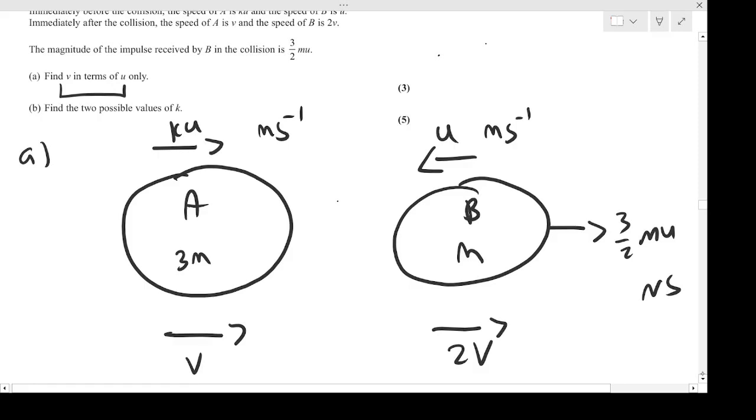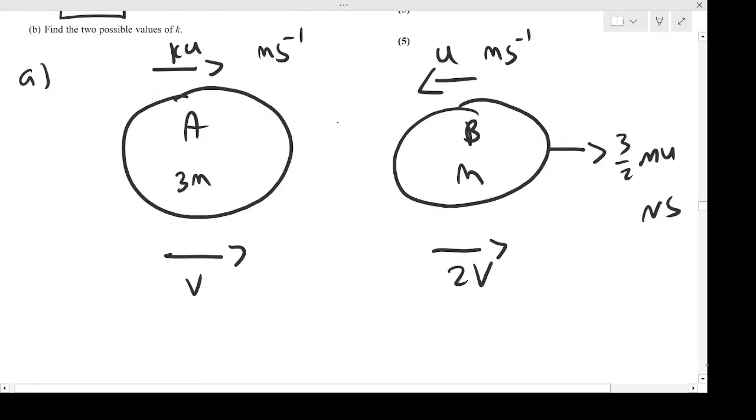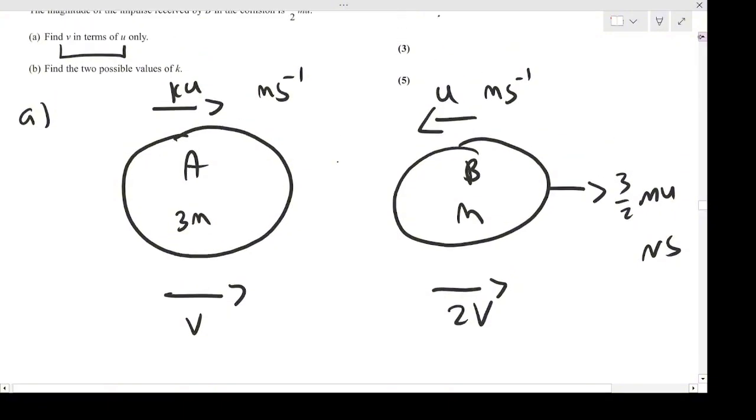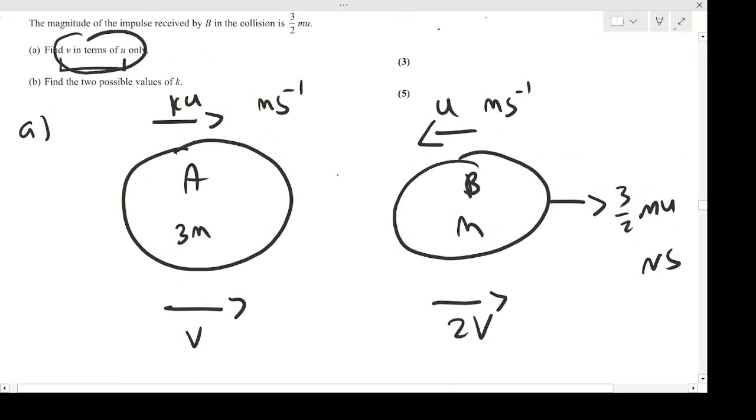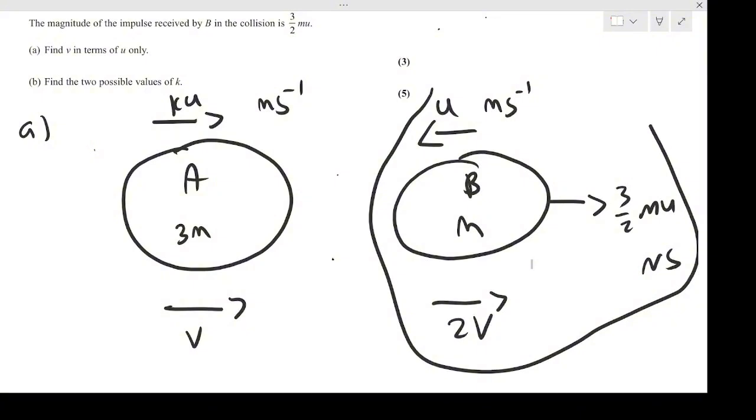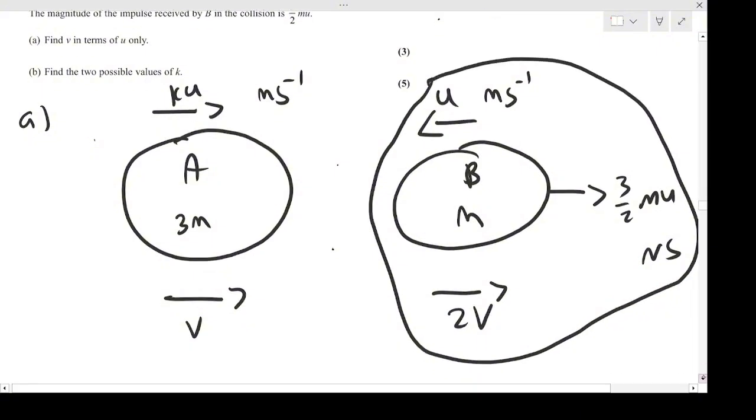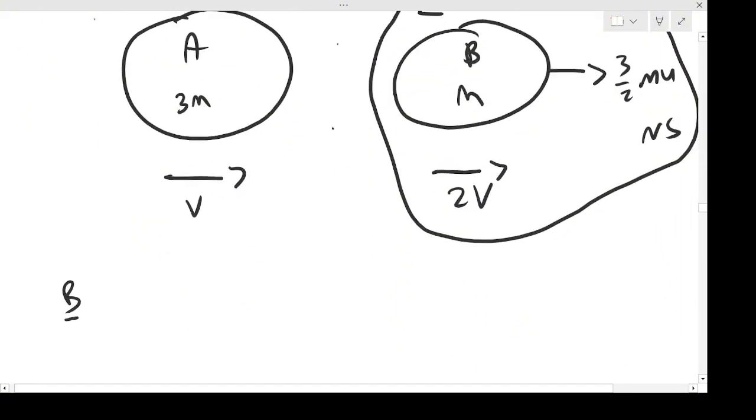Now actually, we're a bit spoilt for choice. You could consider conservation of momentum, but we can't really do that because it wants me to find V in terms of u only. If I was to use conservation of momentum, I'd need to involve k, that speed there, right? But actually, they told me the impulse for B. And actually, what I can then alternatively do is consider the impulse for B only. Okay, then I can get an expression that way.